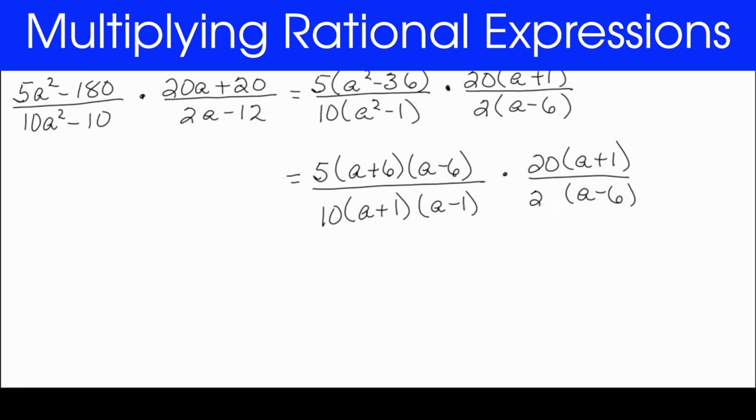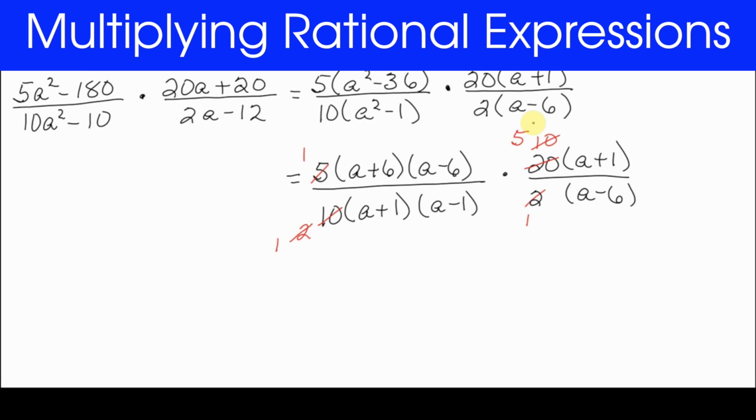Okay? Now let's look at the coefficients first. Between the 5 and the 10, I can cancel a factor of 5. 5 will go into 5 one time. 5 will go into 10 two times. And between the 2 and the 20, I can cancel a factor of 2. 2 will go into 2 once. 2 will go into 20 10 times. And between the 2 and the 10, I can cancel a factor of 2. 2 will go into 2 once. 2 will go into 10 5 times. The order in which you cancel does not matter, just as long as you do it correctly. So now I've done everything with my coefficients.